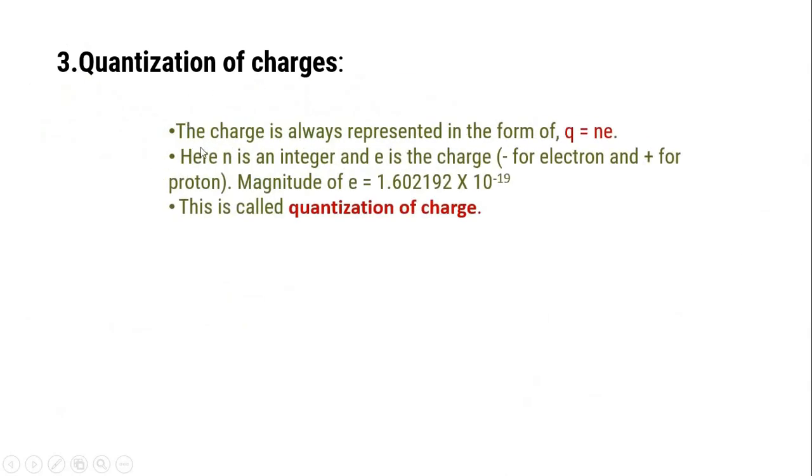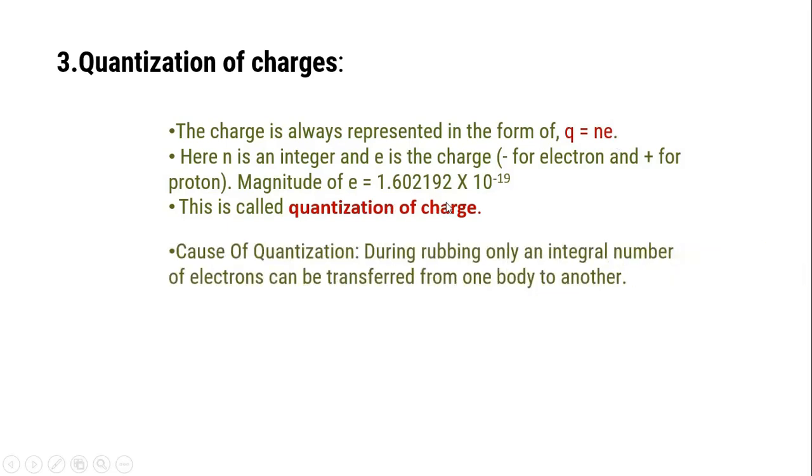So what is the quantization? That is, the charge is always represented in the form of Q equals to NE. Here this is the formula for the quantization of charges, Q equals to NE, where Q is the total amount of charge, N is an integer, and E is the charge on a basic elementary particle, that is electron. So the charge on an electron is 1.6 into 10 to the power minus 19 coulomb. This is called the quantization of charge.